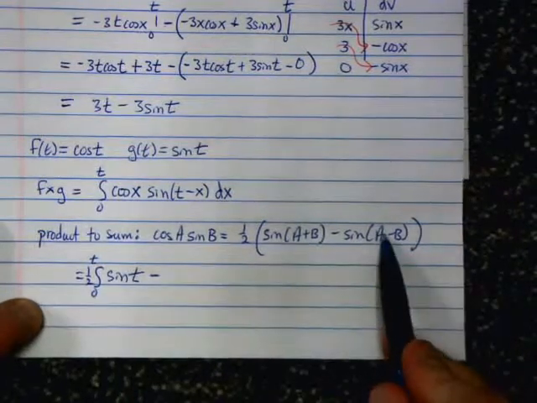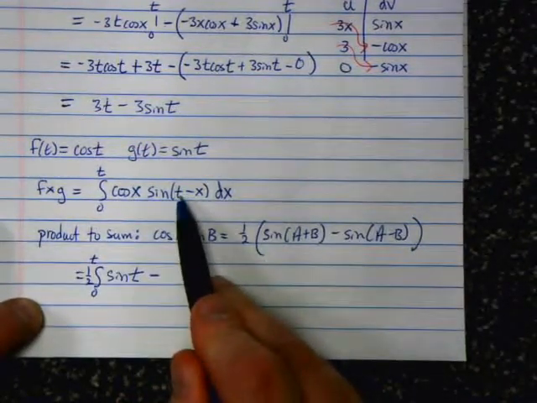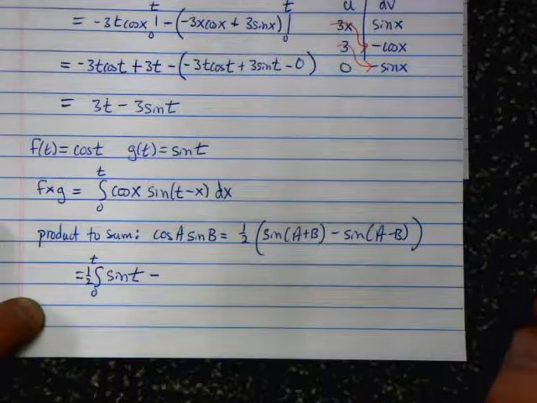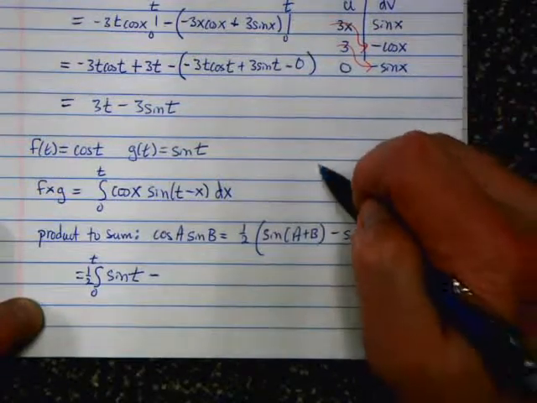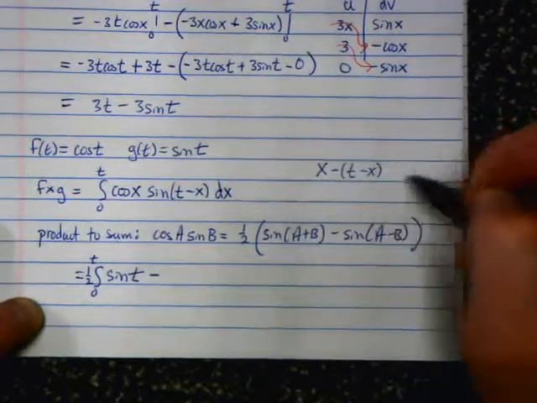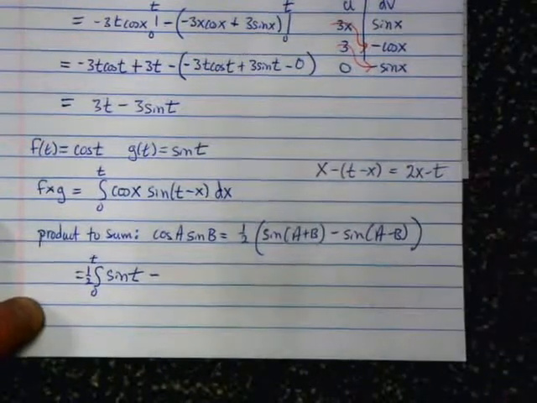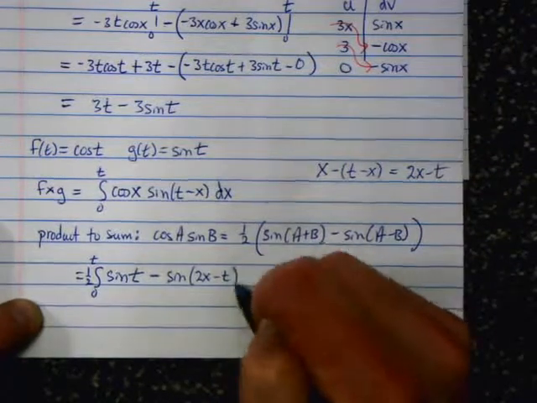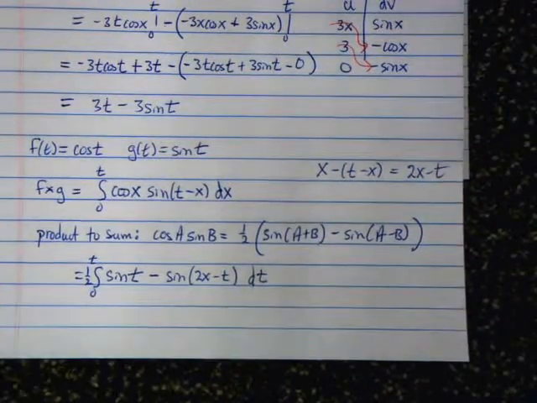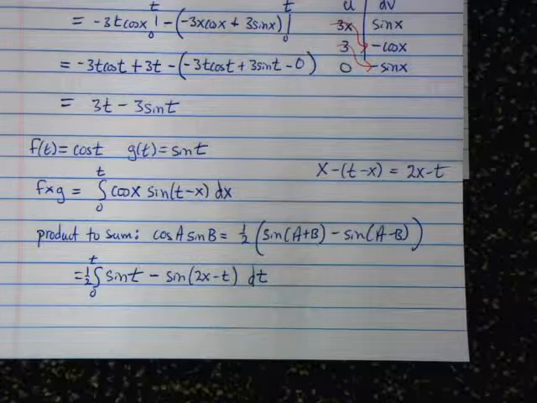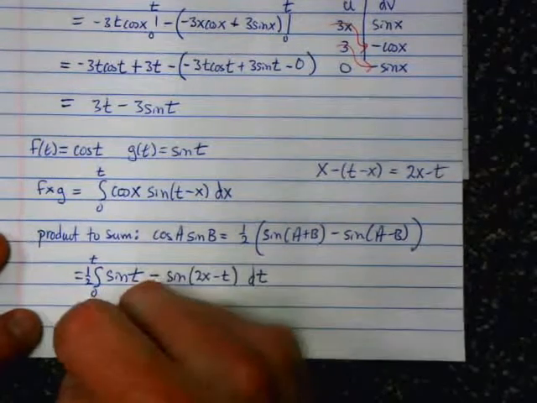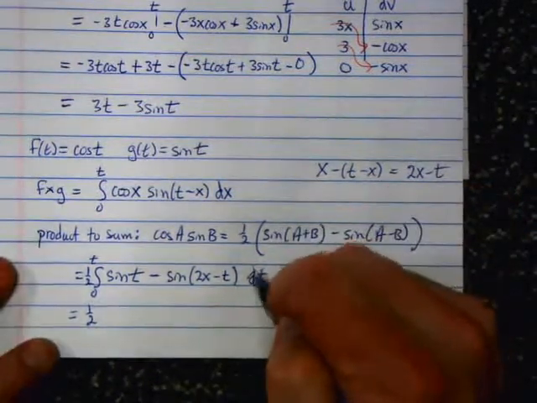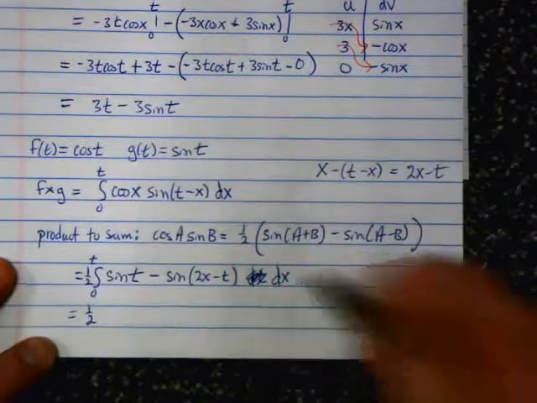Minus, what's x minus t minus x? I get it the other way around. It should be x minus t minus x. So that turns out to be 2x minus t. So that's sine of 2x minus t dt. That's 1/2. Oops. The x down there, dx.